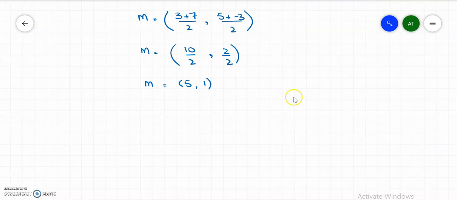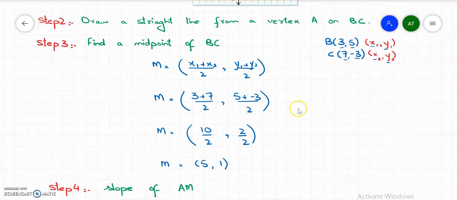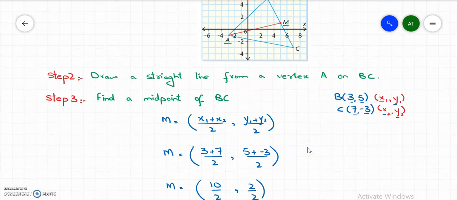Let's move to step 4. In step 4, we have to find the slope of AM, the straight line from vertex A to the midpoint of BC. The slope of the red line AM, from A to M, we have to find out its slope.